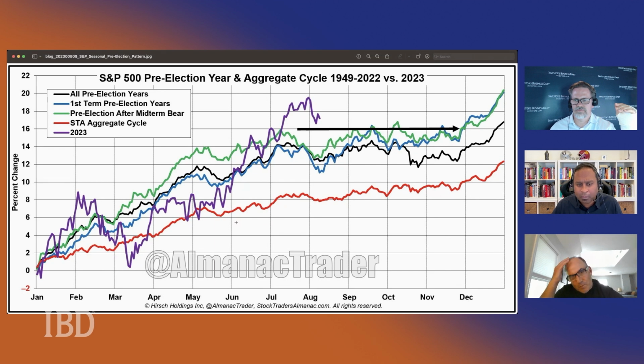The green line is the pre-election year after a midterm bear market. Not a lot of people were willing to say it out loud that we had a midterm bear market, but we did. And you can see that the pre-election year is much stronger after a midterm bear. And then the first term in the blue line kind of tracks that midterm bear year.